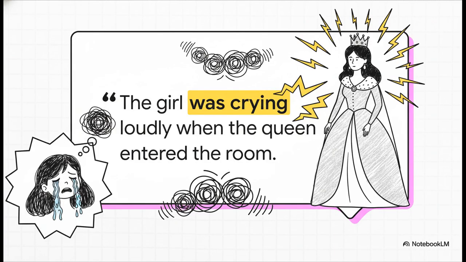First up, interrupted action. So here, the crying was already going on, right? That was the background scene. Then bam, the Queen walks in, interrupting it. The past progressive totally sets the stage for the main event.